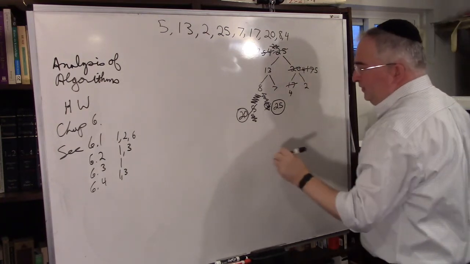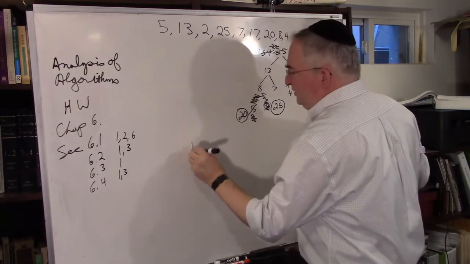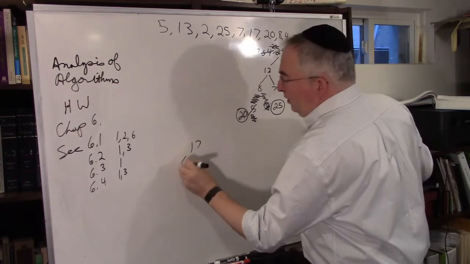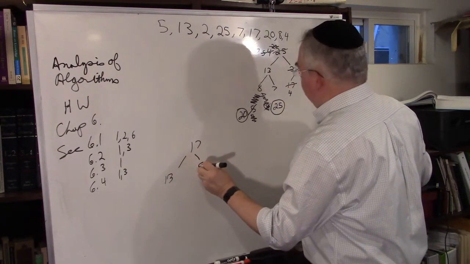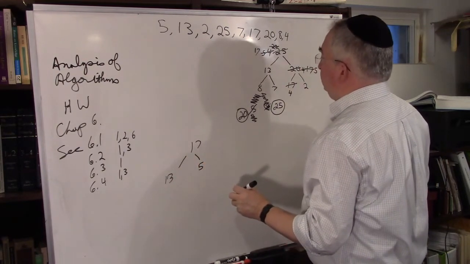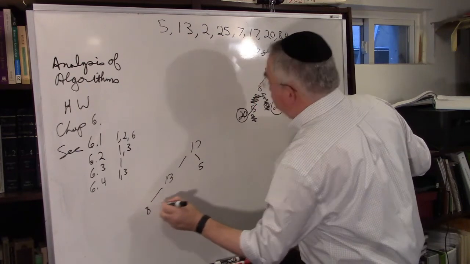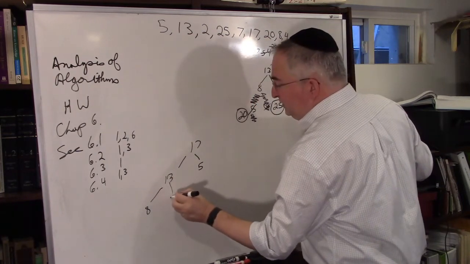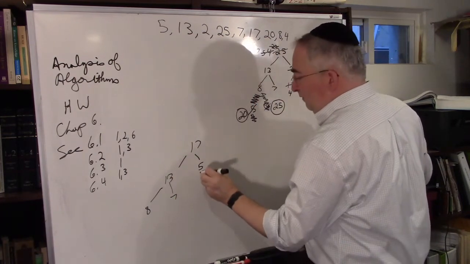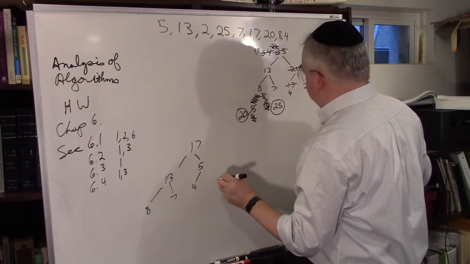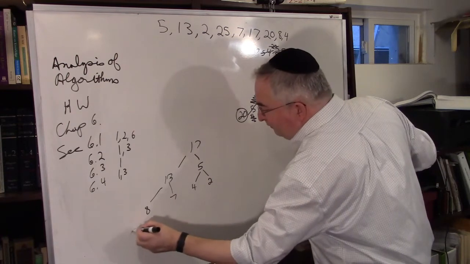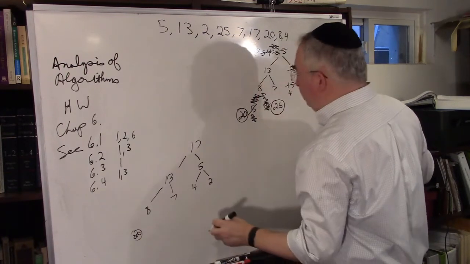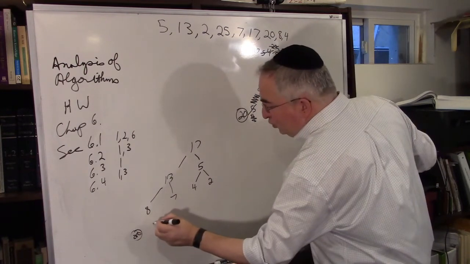So now we have, let's rewrite. So we have 17, 13, and 5, 8, and 7, 4, and 2, and besides that we have 20, that's not on our list, and 25.